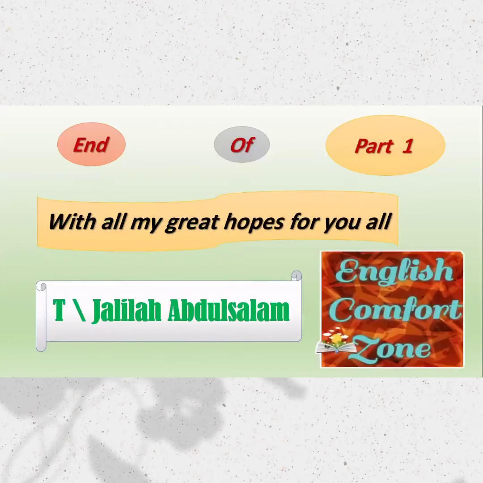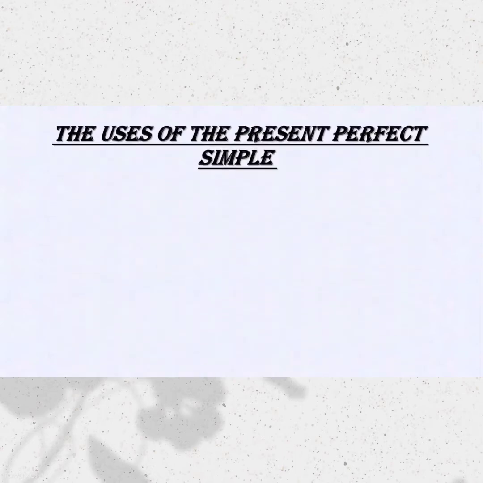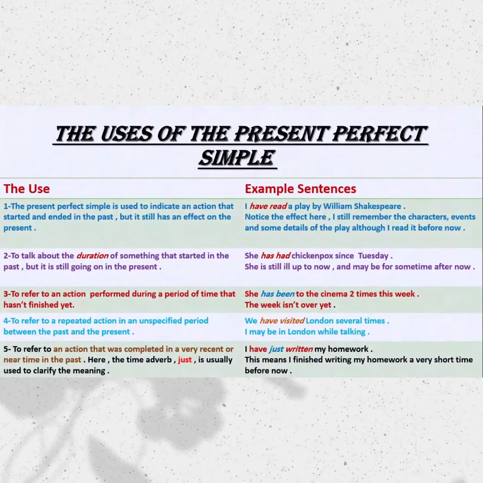Then today I am going to give you a new idea about the uses of the present perfect. The present perfect in English has a lot of uses. For example, the first one, and the one that nearly all learners know about, is that the present perfect simple is used to express an action. Do you know what I mean by the action? The verb that started and ended in the past. Both started and ended, remember, but it still has an effect on the present.